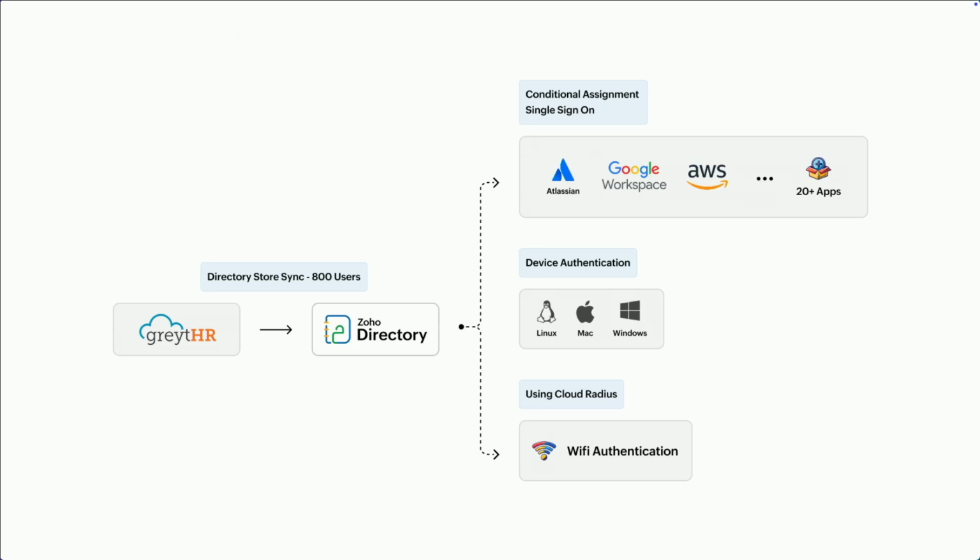So this is possible using a feature called group. Inside groups, we have conditional assignment. You can put a lot of criteria to assign the users to the apps directly. And Zoho Directory should provide single sign-on for all these apps, which means their Google Workspace or their Atlassian or their AWS or their Slack and Zoom, etc., should be logged in with a Zoho account. And they should use the same credential to log into the devices.